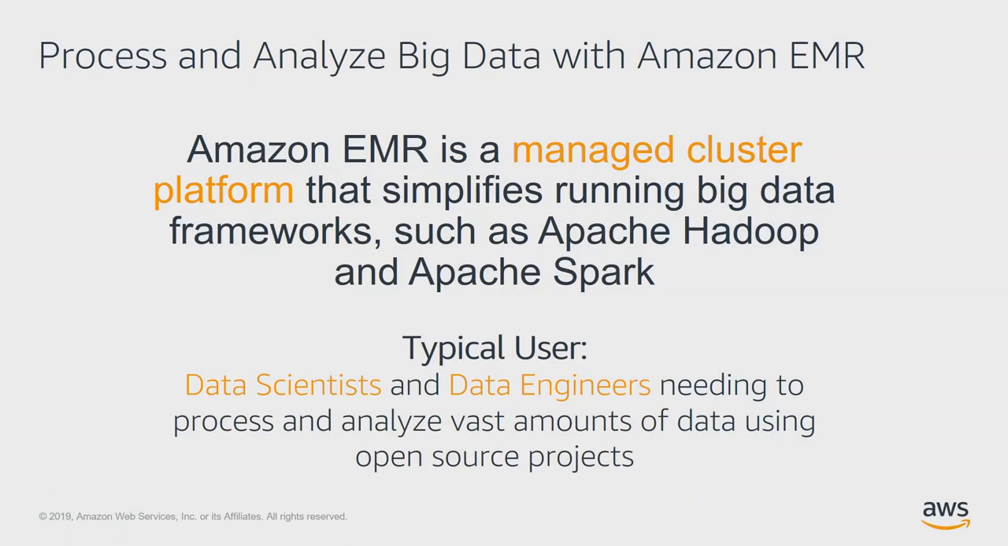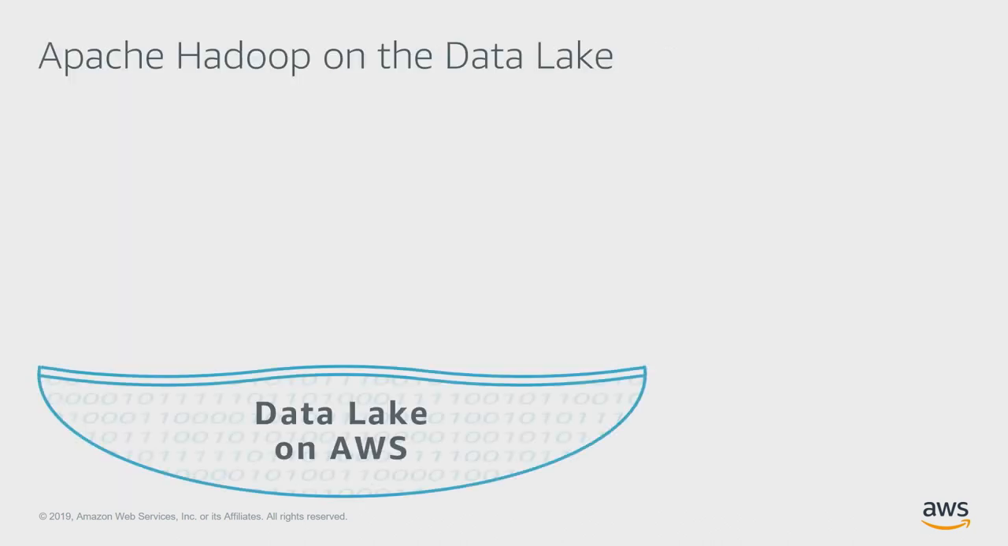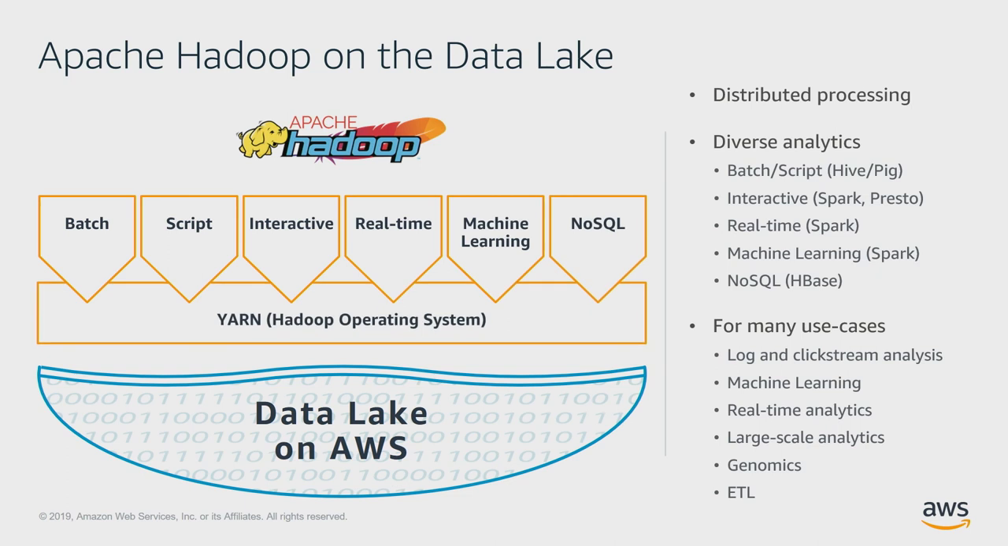So moving on to Amazon EMR, which is a different way of analyzing your data. Here, typical users are data scientists and data engineers who need to process and analyze really large amounts of data using some common open source projects. That's typically Apache Hadoop and Apache Spark. So again, we keep coming back to our data lake. It's built on S3, and it has all this integration to different analytical tools.